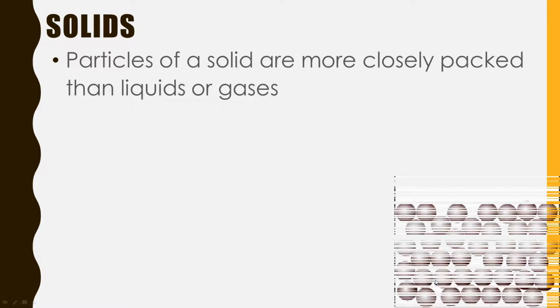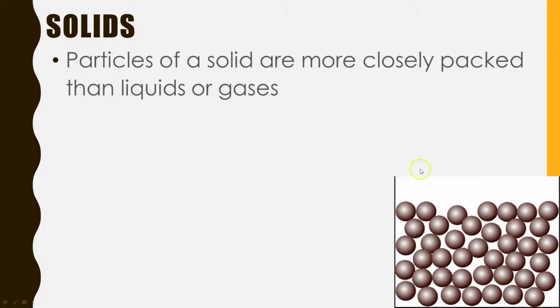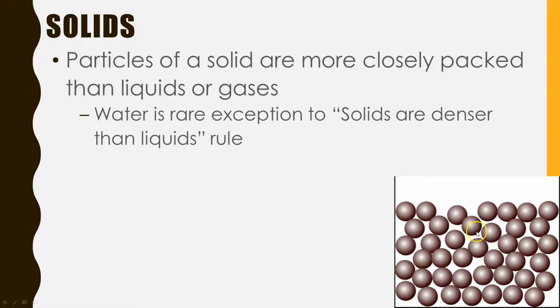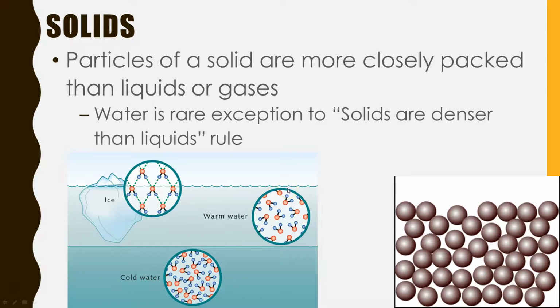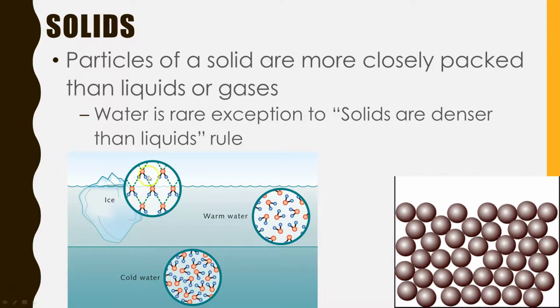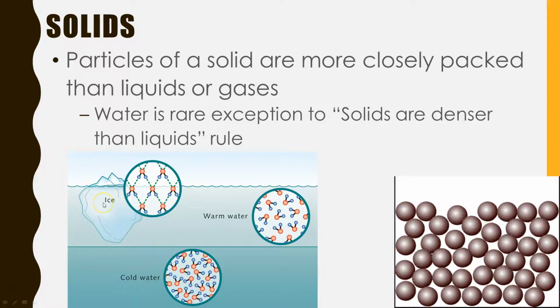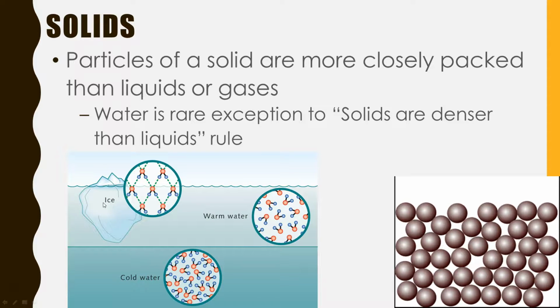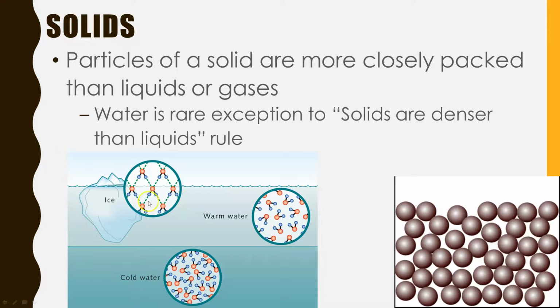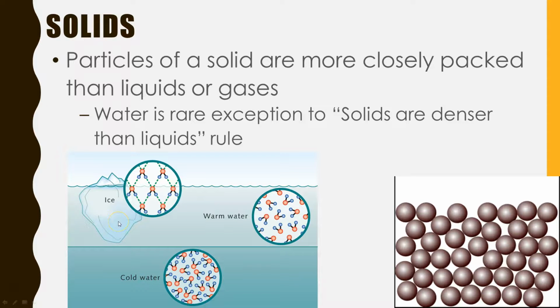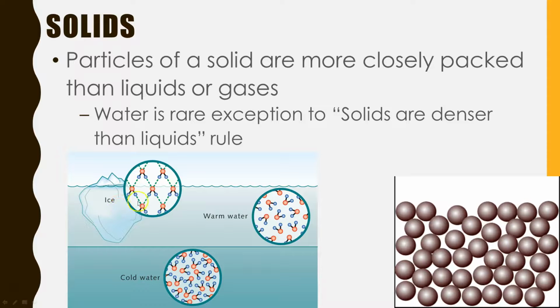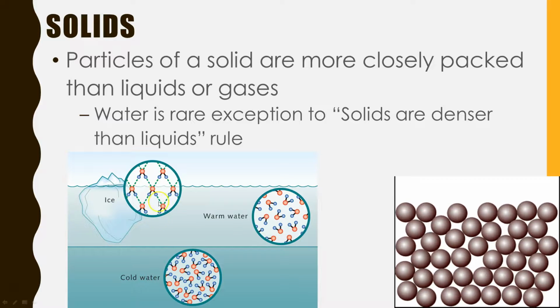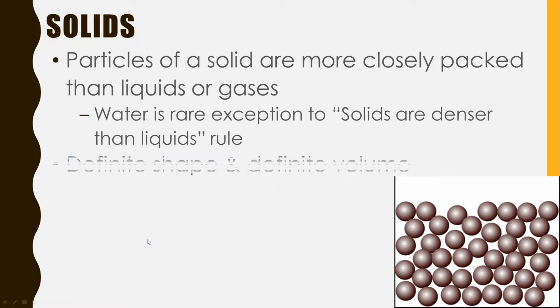All right, let's talk about solids. Particles of a solid are more closely packed than either liquids or gases, so they pretty much always are the densest. Water is the rare exception to this rule that solids are denser than liquids. Water is one of those rare things where the solid form, ice, actually floats. If it was like most other compounds pretty much in the universe, ice would sink. We're very fortunate of that because it probably enables life to happen. But solids, usually denser, ice being the rare exception.